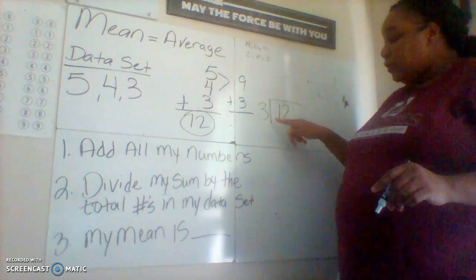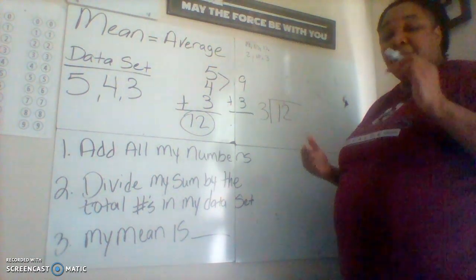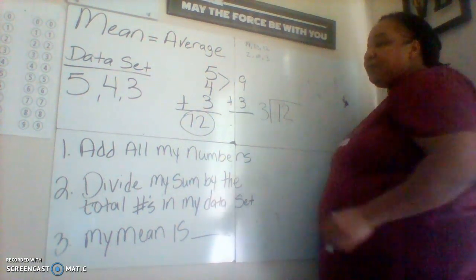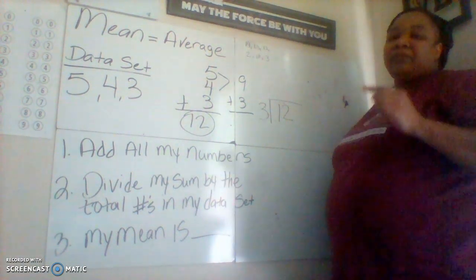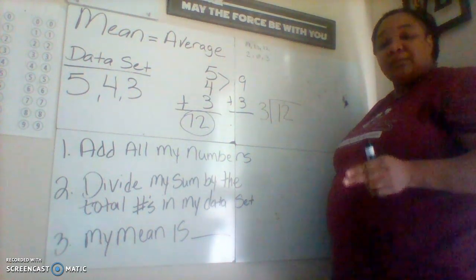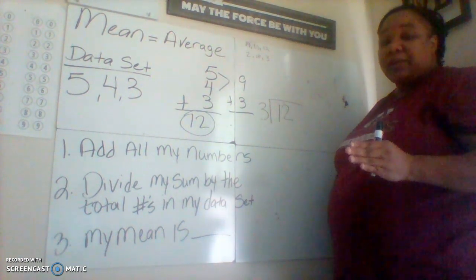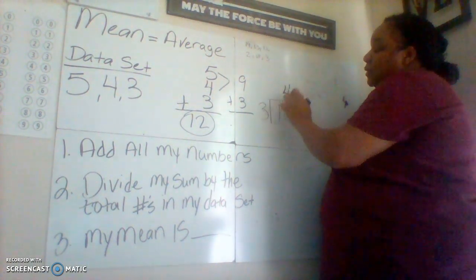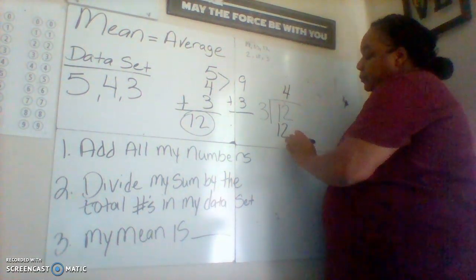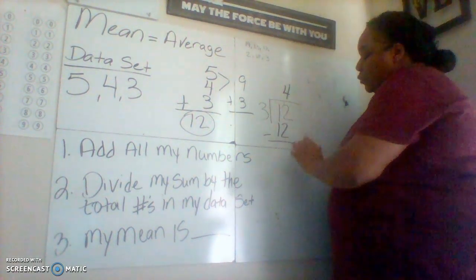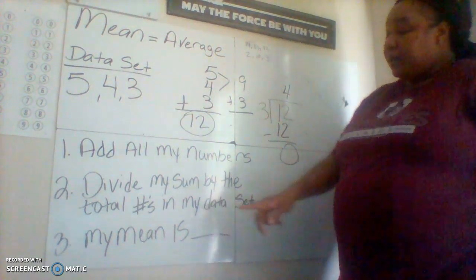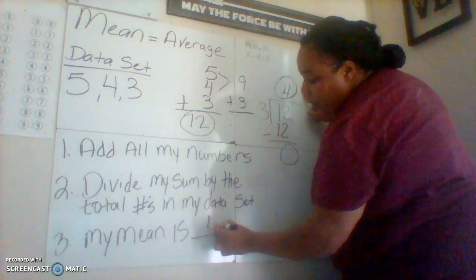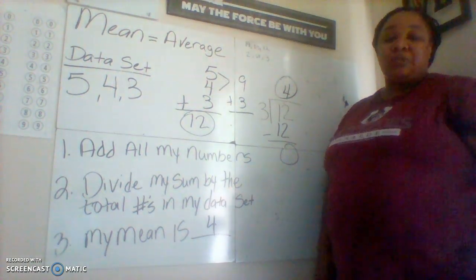For those of you who want to still practice doing it by hand, let's go ahead and do that, okay? So how many times can 3 go into 12? I know that 1 times 3 is 3. 2 times 3 is 6. 3 times 3 is 9. 4 times 3 is 12. So it can go in there evenly 4 times. 4 times 3 is 12. Subtract 12 minus 12, 0. So, number 3, my mean is, boom, 4. So, I have the answer to my mean.